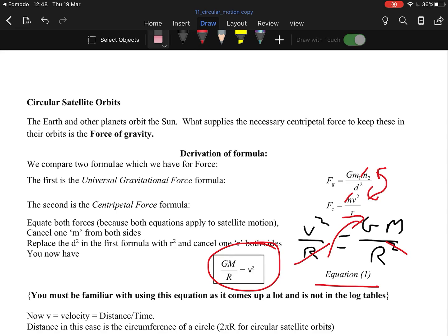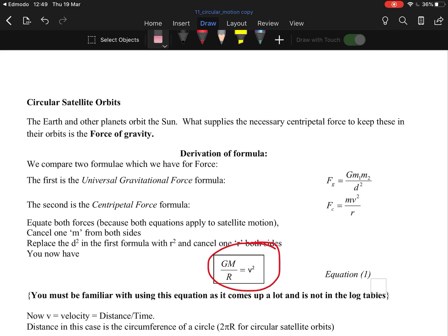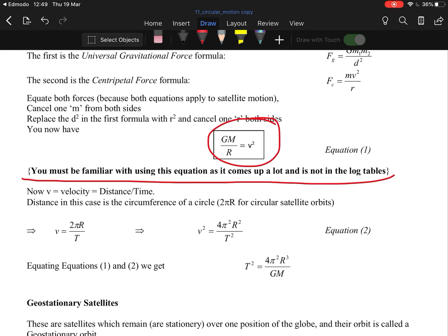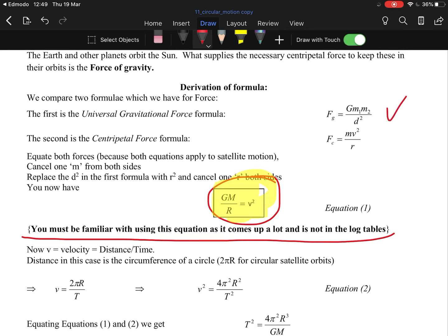Okay, now this equation, just take note there, I have it in bold, also states that you must be familiar with v squared equals GM over r because it's not in the log tables. Now, you don't really need to learn it off because you can always work it out anyway. But like I said before, guys, it does help massively if you know this equation here. If you remember this equation, there are a lot of questions that will come up where what you usually do is use this equation to get one value and then sub it in here to get the next value. It just shortens it down, where you could go straight to this equation.